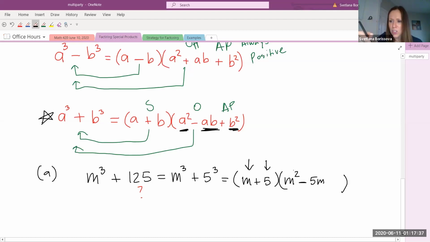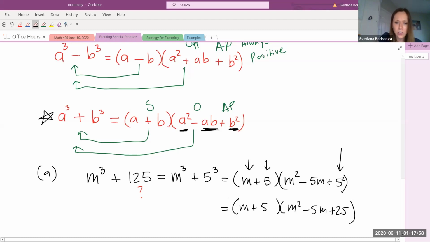Right, so it's the second one squared. So I write plus 5 squared. But since this is something you can calculate, you go ahead and calculate. You know what 5 squared is, right? So the final answer will be m plus 5 times m squared minus 5m plus 25. So that's how you factor. It's called sum of cubes. Sum for the plus, cubes for having both terms as cubes of something.